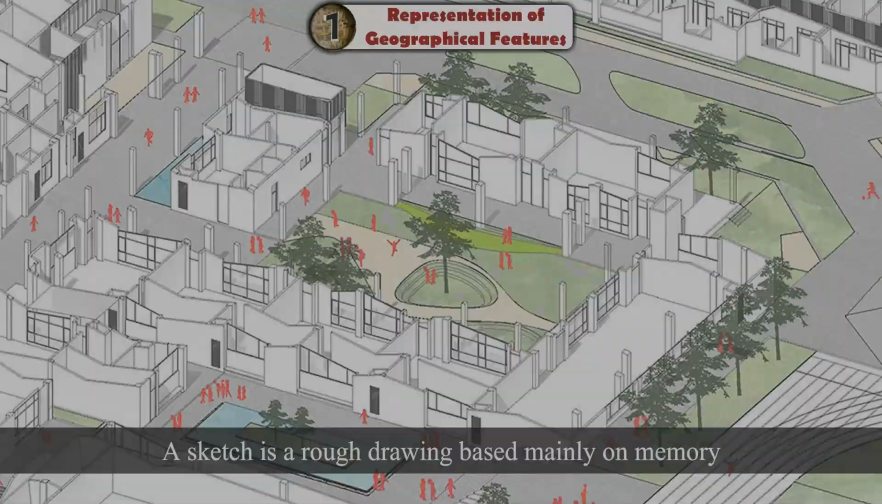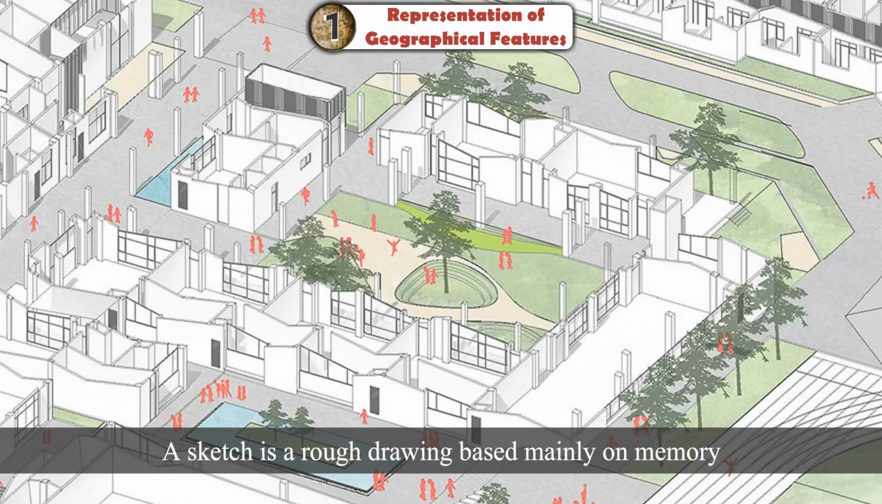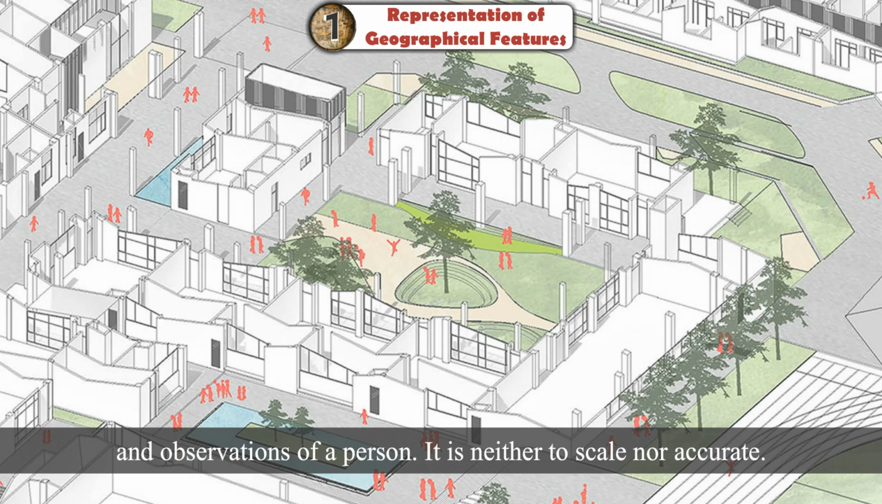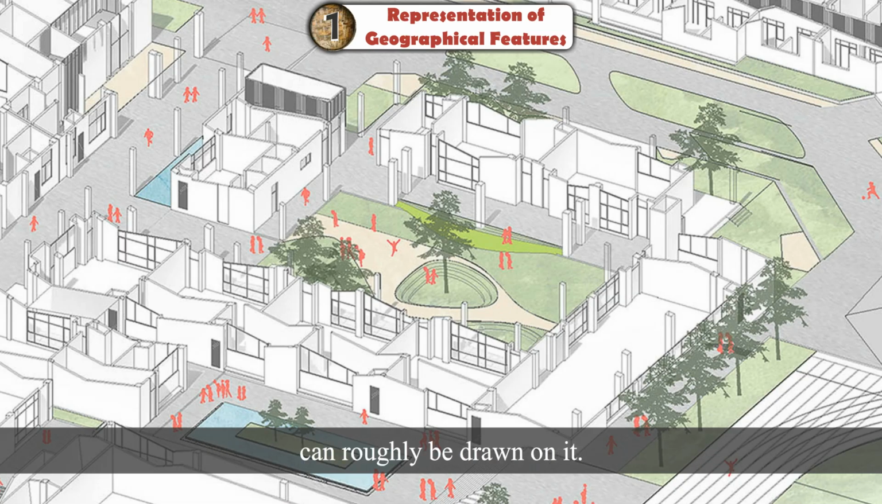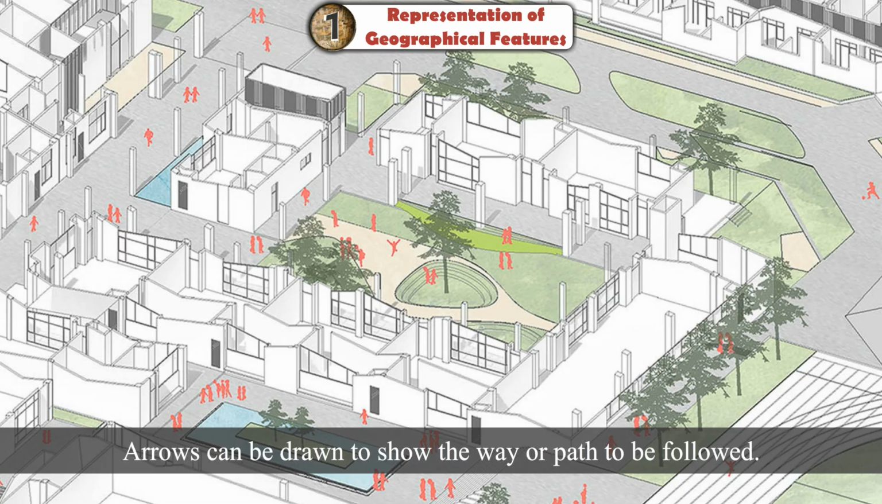Sketch. A sketch is a rough drawing based mainly on memory and observations of a person. It is neither to scale nor accurate. Some important landmarks, buildings, streets, and places can roughly be drawn on it. Arrows can be drawn to show the way or path to be followed.